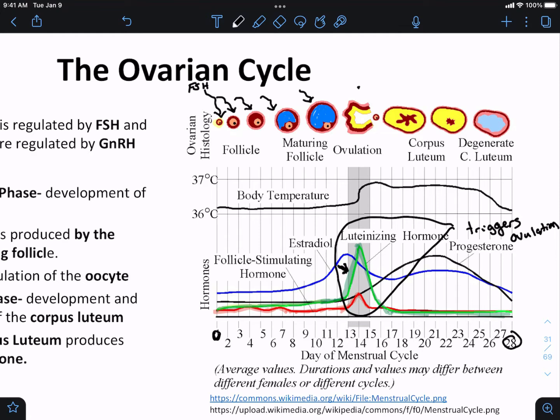And when the LH levels are high, you can predict that ovulation is going to occur quickly, within that surge, within just a couple of days of when LH levels begin to spike.